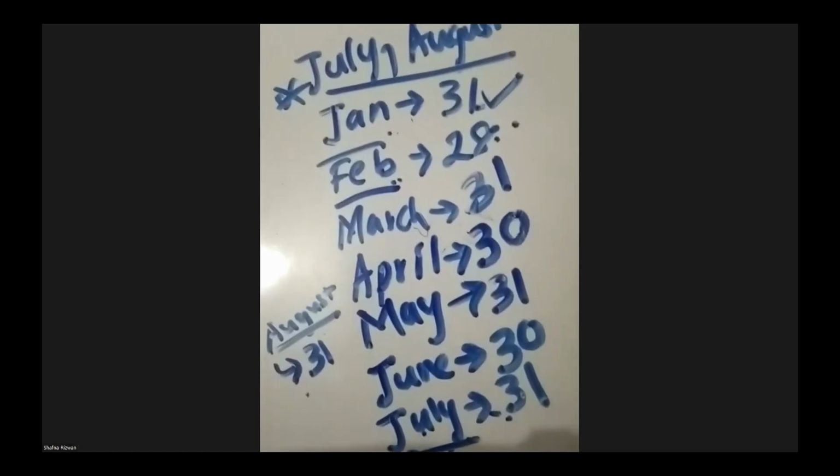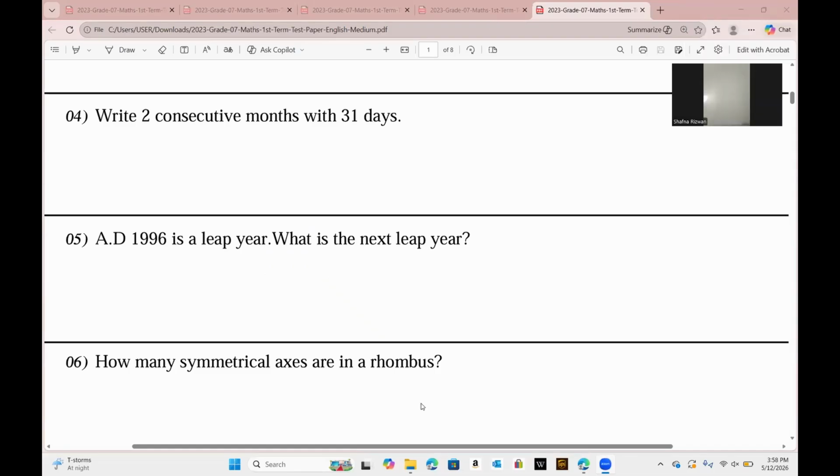Okay, now let's go to our next question. What are they asking? Now see here, what they are asking you in your fifth question is 1996. They are saying that 1996 is a leap year. So when 1996 is a leap year, when is your next leap year? Now let's find out how to find that.